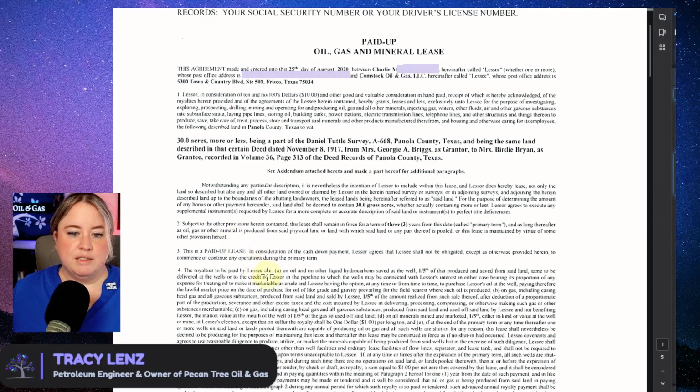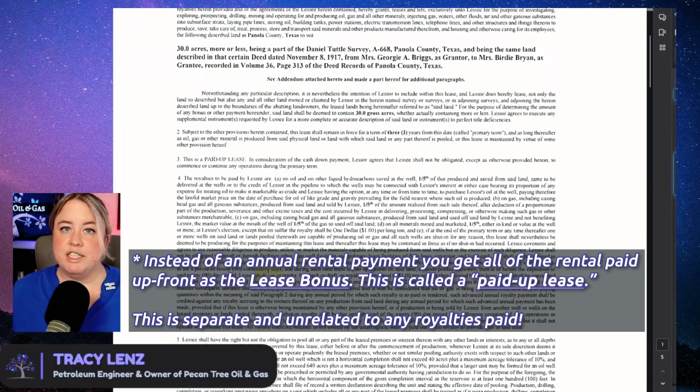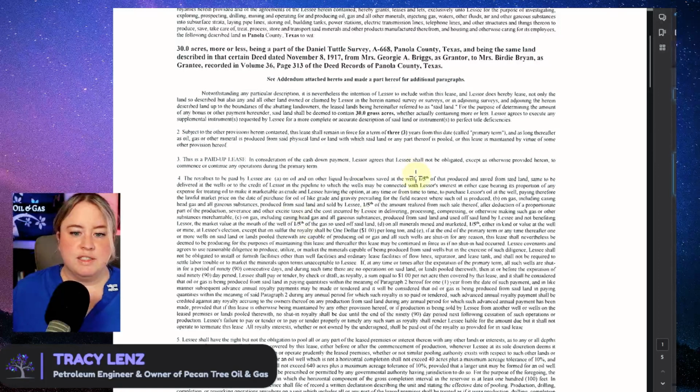It's a paid-up lease, which means instead of getting a yearly amount, you're just getting everything all up front. And it is a 1/5 lease. So 1/5, 1/5, 1/5. That's just saying oil, gas, and everything else is 1/5.